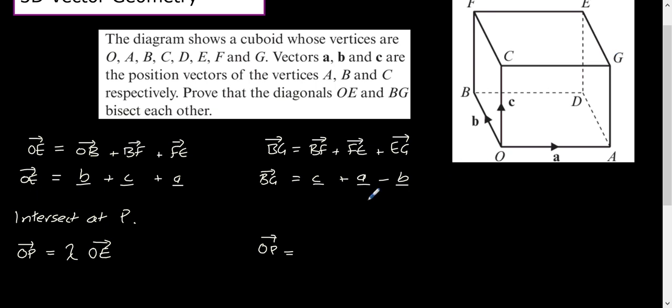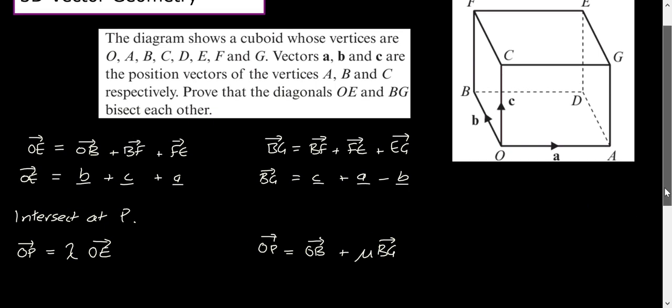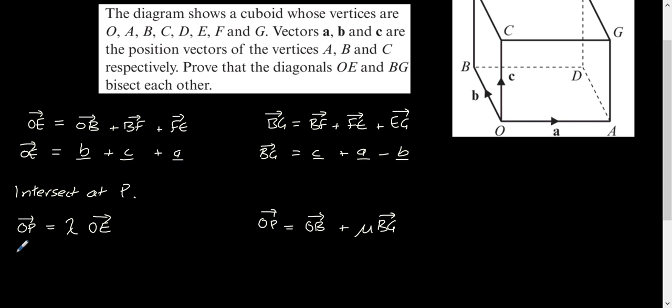complicated because we still start from O, since it's the vector OP. So we have to get from O to P using the diagonal BG. The first thing we're going to do is go OB first, and then we're going to go plus some fraction of BG. Now remember, we use lambda for our first unknown vectors, and we use mu for our second unknown. So here we have two ways of describing OP, using one diagonal and using the other diagonal.